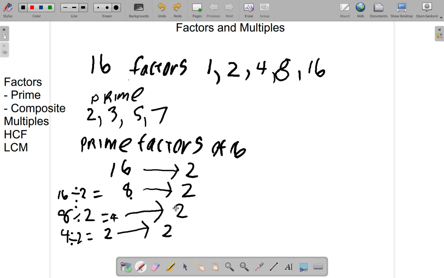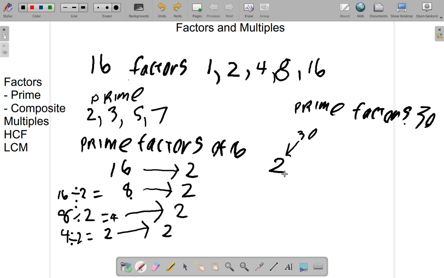We can try another number. Suppose we try to find the prime factors of 30. These will be prime numbers that are also factors of 30. Now we have 30. We can try 2 as the first prime factor. Now 2 by which number?